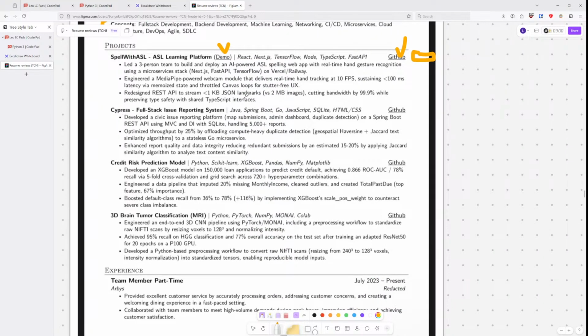Redesign REST to stream landmarks, cutting bandwidth by. Okay, cool. Civic full stack issue reporting system. Java Spring Boot goes JavaScript. That's a stack for sure. What the heck? Develop the civic issue reporting system: Spring Boot, REST, MVC, DI, SQLite, 5,000 reports. Optimize throughput, 24% offloading heavy duplicate detection, geospatial hashing, Jaccard text similarity, Go microservice. Optimize throughput by 25%.